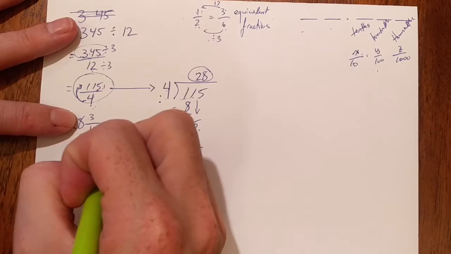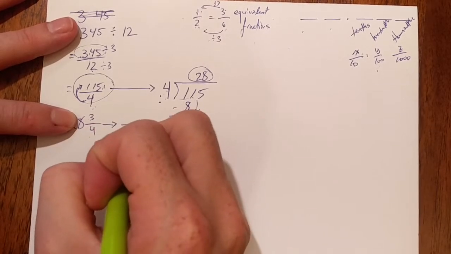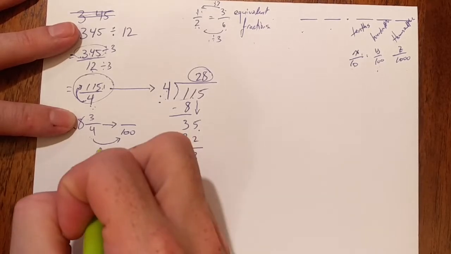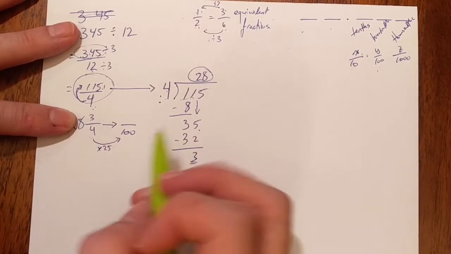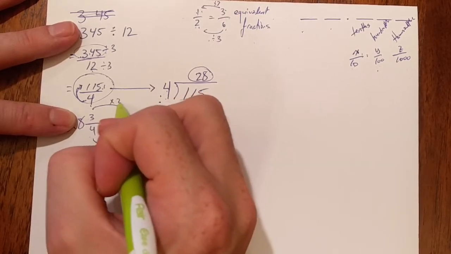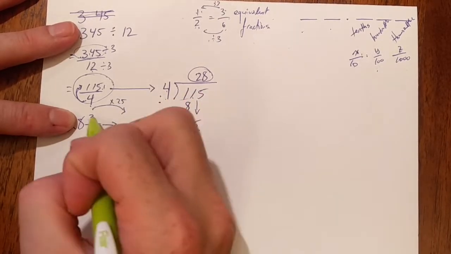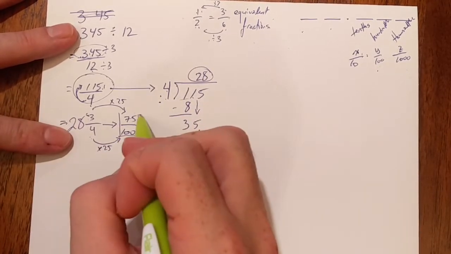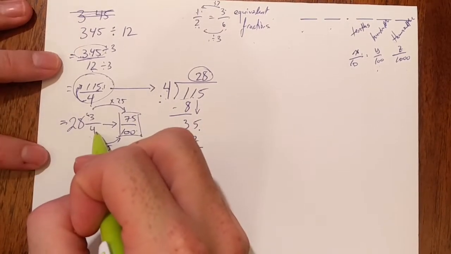I'm going to say over here, all right, well, I have this remainder. I'm going to scale 4 to 100. How do I do that? Multiply by 25. If I multiply the bottom, in order to keep the ratio the same, I have to multiply the top. 3 times 25 is 75. Now I have my new fraction, which has the same value.